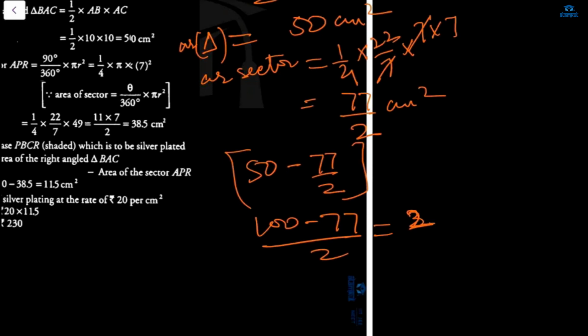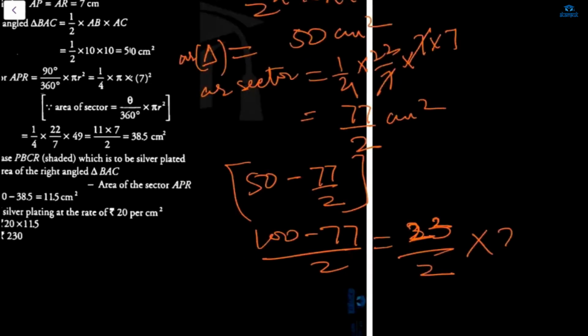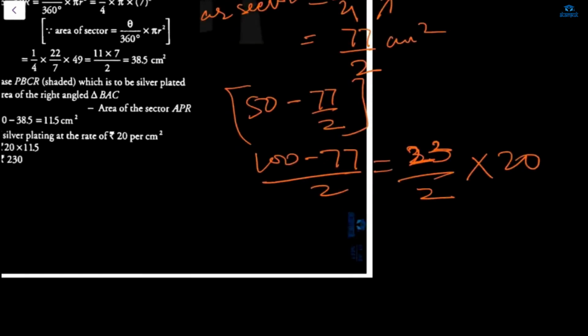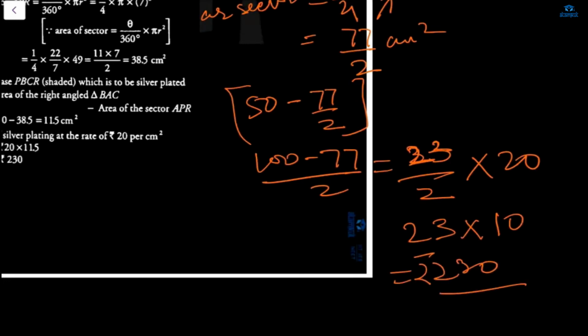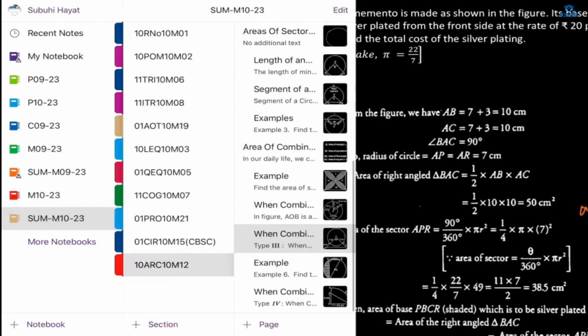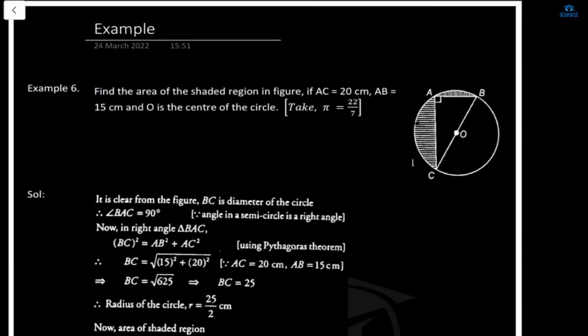Then you have to multiply with the cost. What is the cost? That is 20. Multiply with this, so 11.5 multiplied by 20 gives 230 rupees. Understood? We just need to know the formulas, and then you just have to put the values in the formula.